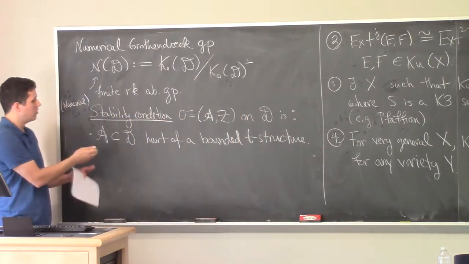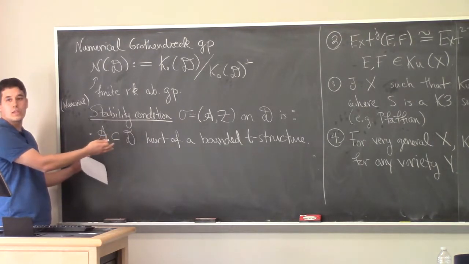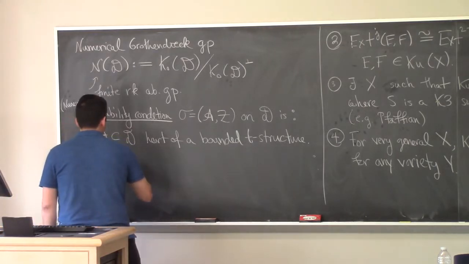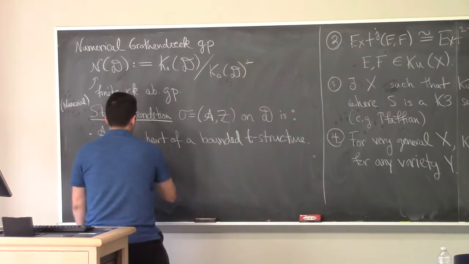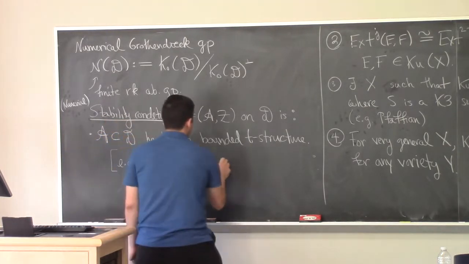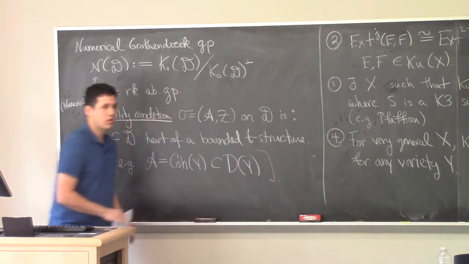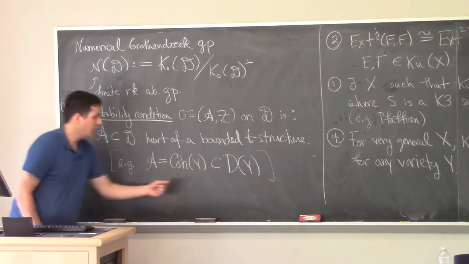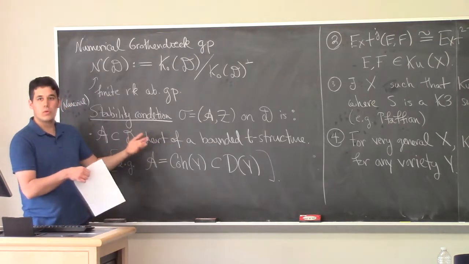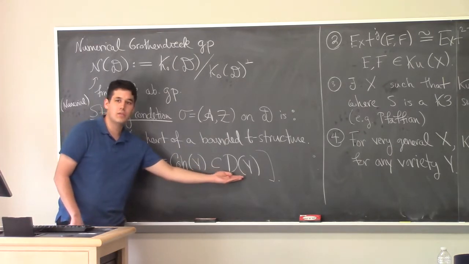Okay, so instead of giving you the completely technical definition of what this is, let me give you the canonical example of a heart of a bounded t-structure. So for example, you could take A to be the category of coherent sheaves inside of D^b(Y). So this is the case where curly D is actually D^b of a variety. And then coherent sheaves form an example of this kind of thing. So in words, this notion abstracts the properties that coherent sheaves inside of D^b(Y) have.